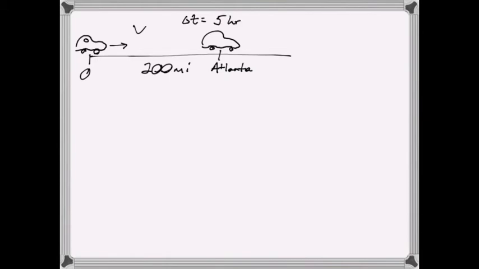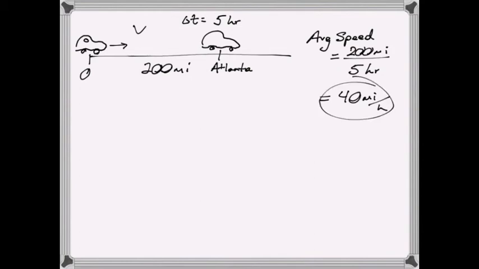Okay, we can look at what the average speed is by simply looking at that distance over time. So it's 200 miles in 5 hours, which means we were going, on average, 40 miles an hour. Okay, but what if we were to change directions?